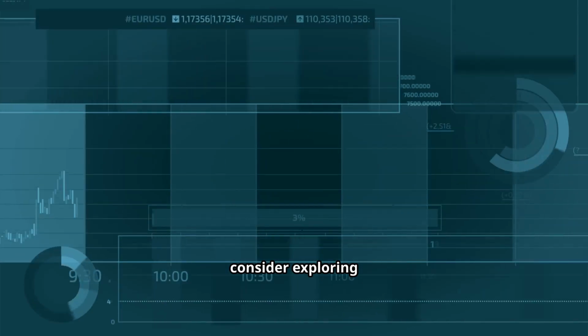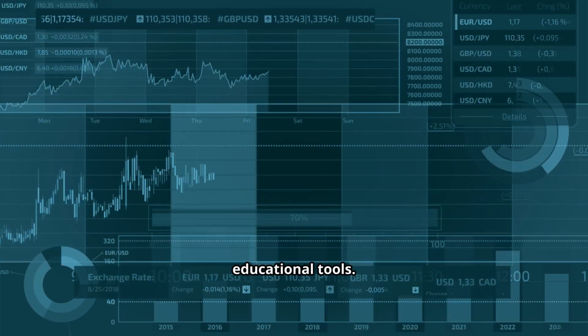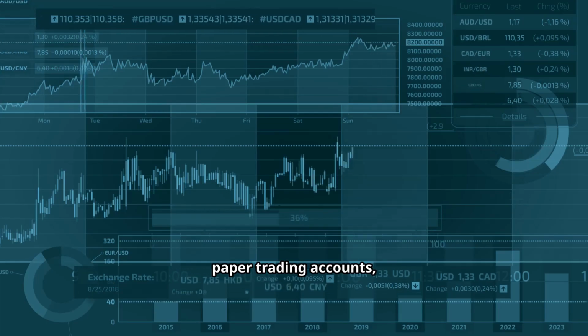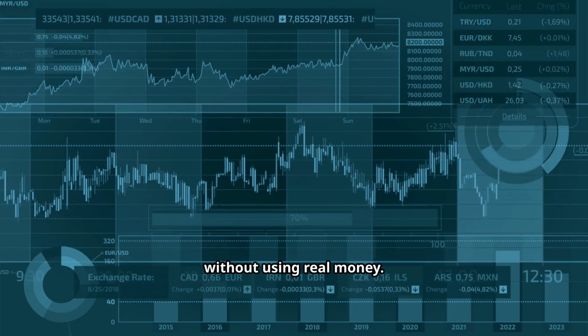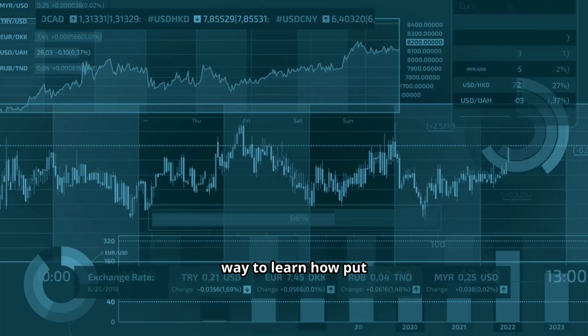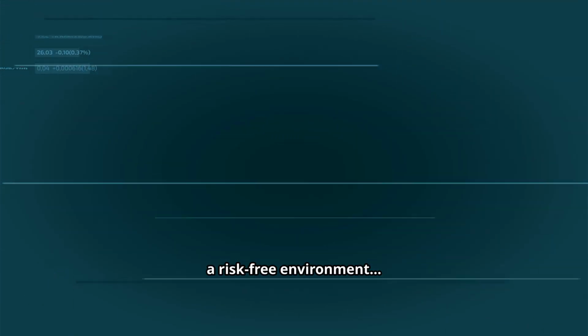Finally, consider exploring options through educational tools. Many platforms offer resources like paper trading accounts, where you can simulate buying and selling options without using real money. This can be a great way to learn how put options function in a risk-free environment.